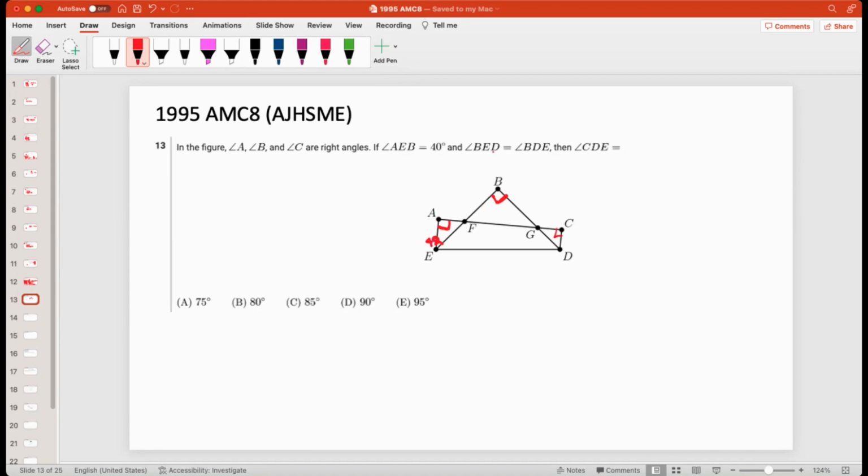Okay. Then BED is equal to BDE. So BED and BDE are the same. So if this is 90, the total of these two will become 90 again. So this will be 45 and this will be 45 because they both are equal. Correct? So 45, 45. Sorry, this is not visible.